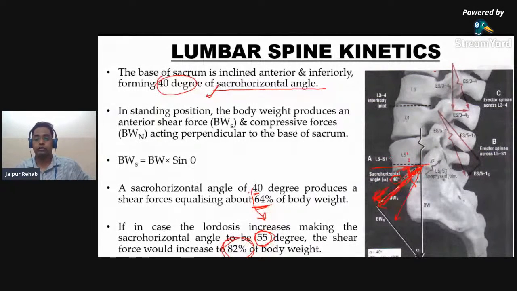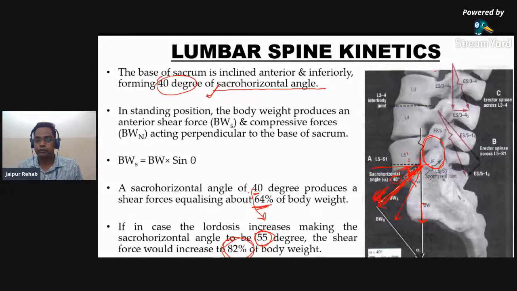तो अब वो force जो कि इस movement को रोक रहा है, that will be the shear force. Okay. The body weight produces an anterior shear force and a compressive force. Okay. Now this vertical alignment is the compressive force which is coming directly down, or compressive force could be more onto the facet joint. Okay.